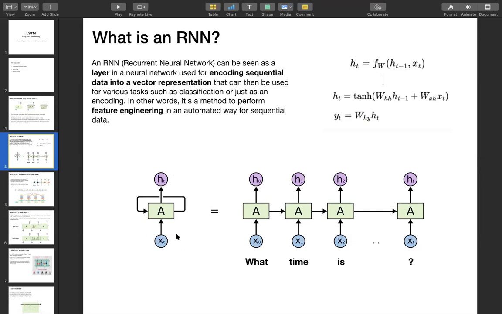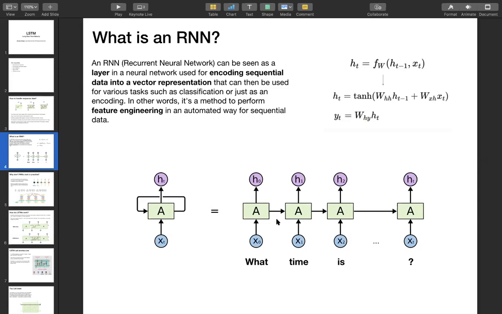Say you're trying to encode "what time is it". That's the sentence that you're trying to encode. So the first word is going to be "what", right? And that through an RNN produces an embedding called H0. This is a vector representation of a certain dimensionality that gets produced.